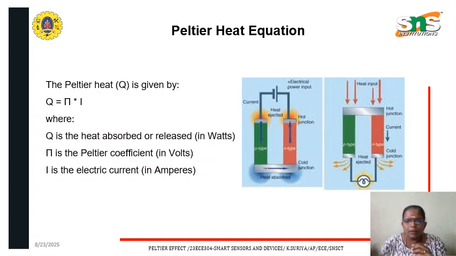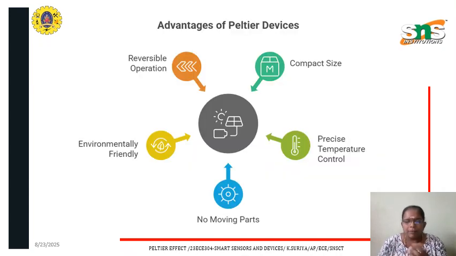Now, let us look at the Peltier heat equation. It is given by Q is equal to pi into I, where Q is the heat absorbed or released with the unit watts, pi is the Peltier coefficient, and the unit of pi is volts, and I is the electric current in amperes. So let us look at the advantages of Peltier devices.